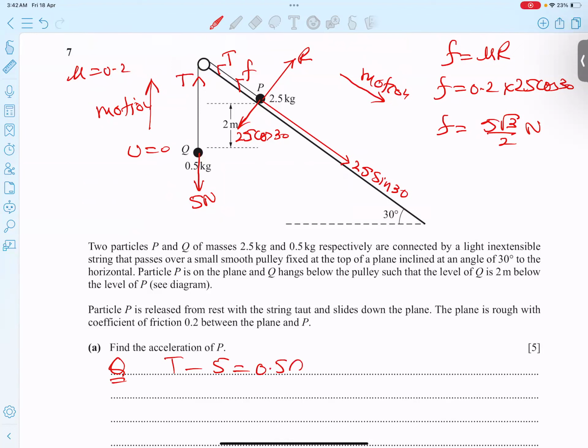Mass 0.5, A, I don't know. Let's talk about this, because motion is downward. Some students start from here, which is wrong. We have to start from where the motion is. That is a bigger force. This force is bigger. These two forces are smaller.